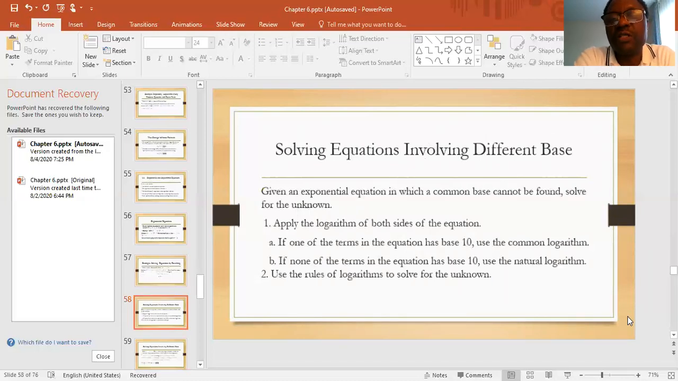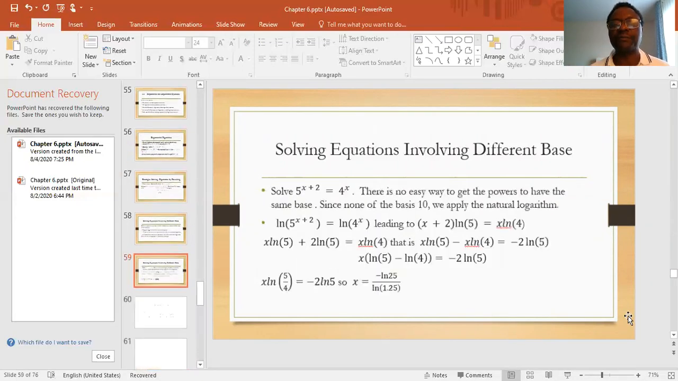So sometimes an exponential equation will not have the same base. And in this case, taking a common base like the natural logarithm or the common logarithm will help us to solve the problem. So if one of the terms in the equation is in base 10, for example, transform the other one into base 10. So make sure that all the terms become in the same base.